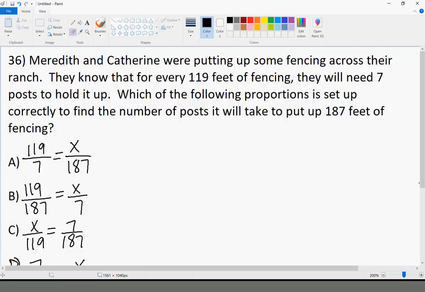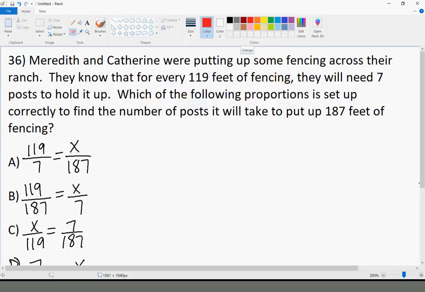Okay. All right, so Meredith and Catherine were putting up some fencing across their ranch. They know that for every 119 feet of fencing, they will need 7 posts to hold it up. Which of the following proportions is set up correctly to find the number of posts it will take to put up 187 feet of fencing?